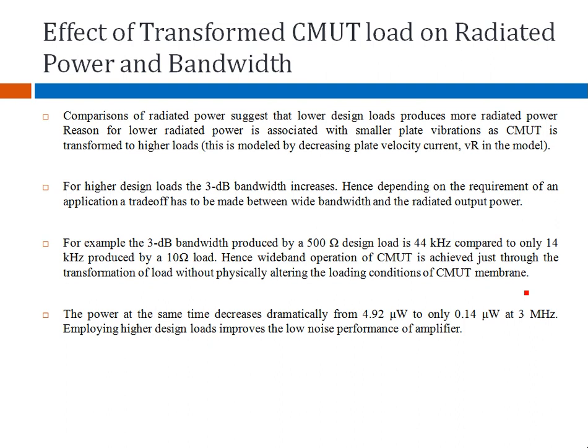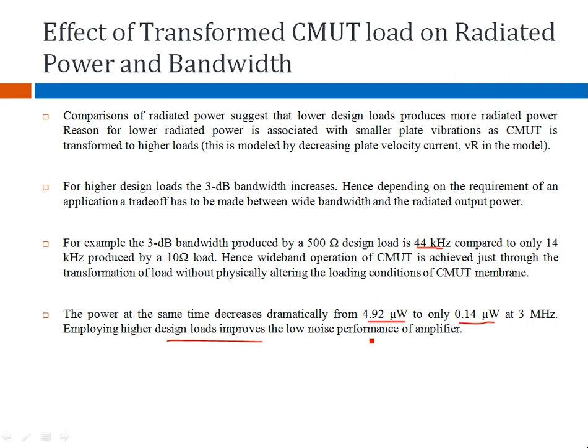The power at the same time decreases dramatically from 4.92 to 0.14 microwatts at the same frequency, if you design all the way from 10 ohms to 500 ohms. From 10 ohm, it is 4.92 microwatts. If you start at a 10 ohm load and go to a 500 ohm transform load, then the power decreases, but the bandwidth increases about 3 folds to 44 kilohertz. Implying higher design loads improve the low noise performance of the amplifier as well.